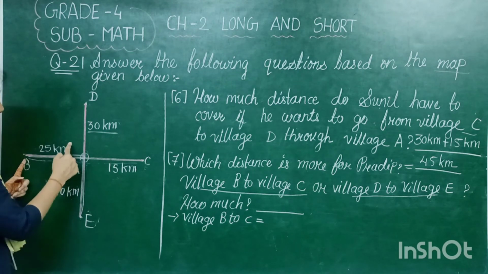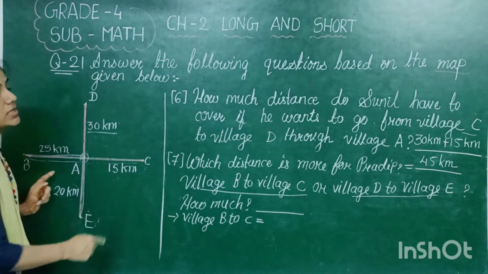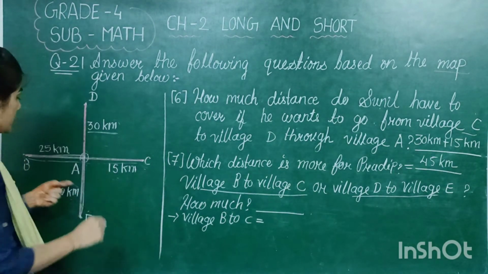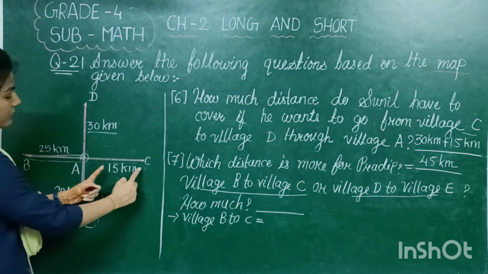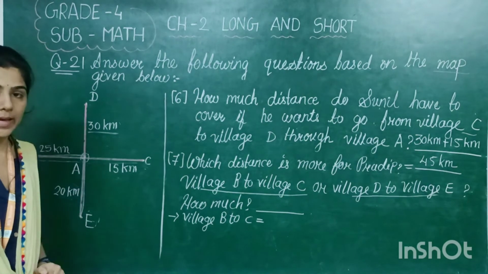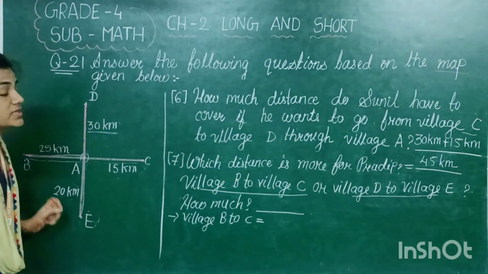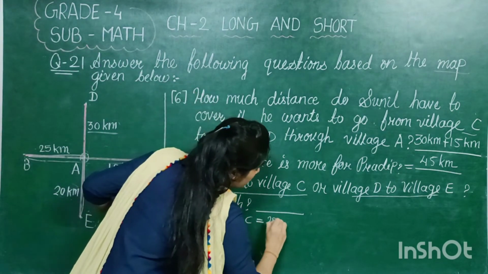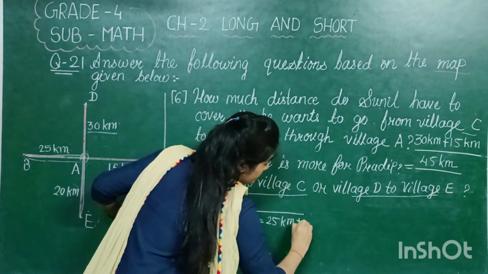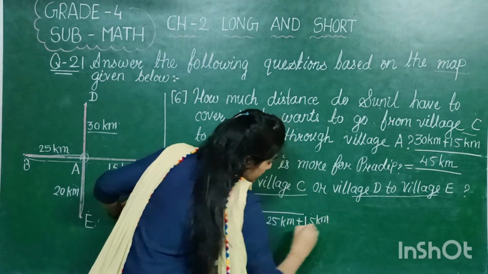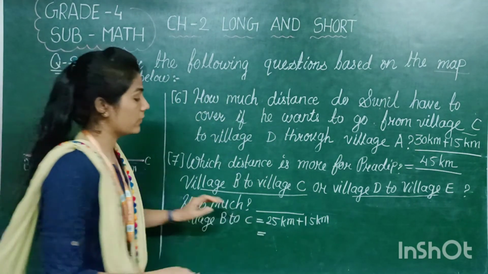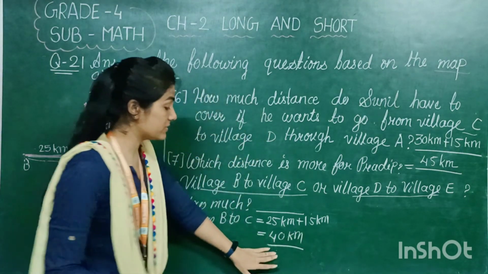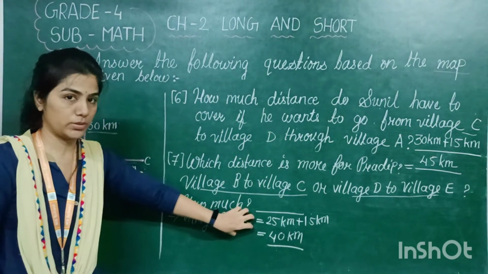So 25 plus 15. We have already done this addition in the previous question. If we add 25 kilometers and 15 kilometers, we will get the answer 40 kilometers. But we have found this just for B to C only.